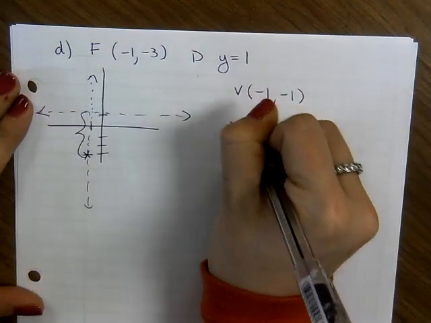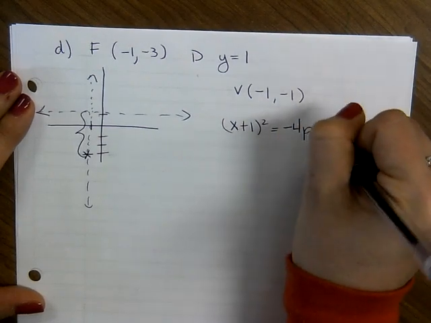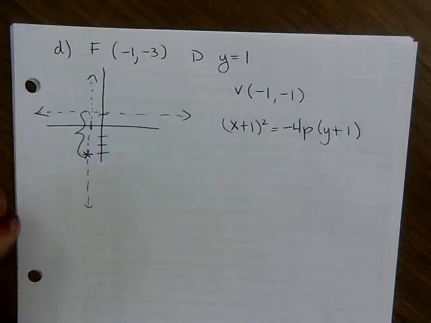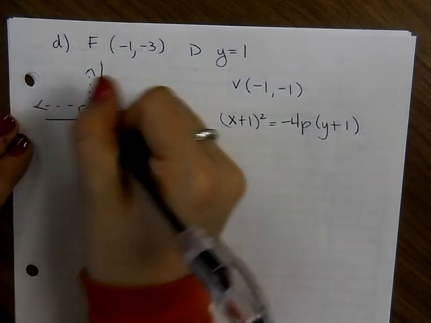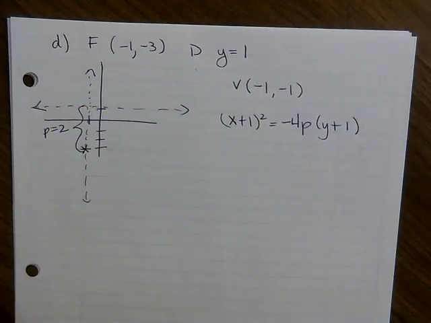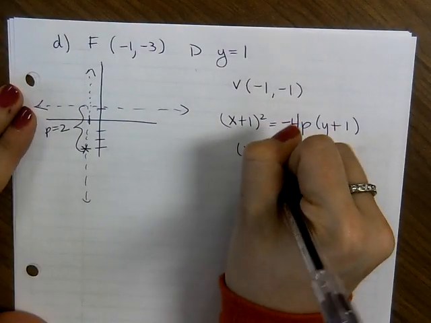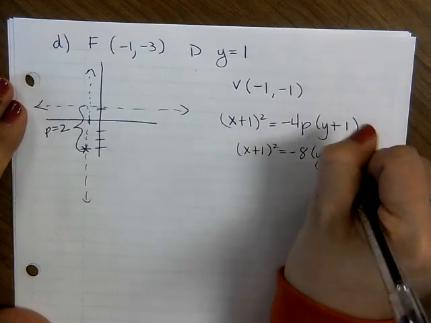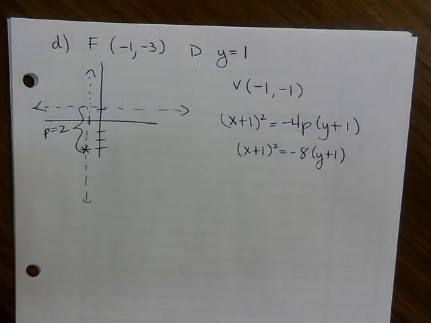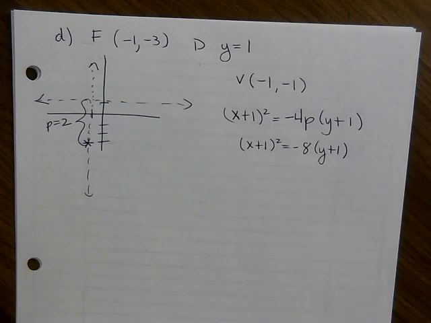So I know it's x plus 1 squared equals a negative 4p times y plus 1. What is p? 2. Because it has to be half of that distance. Plug it in. This one would be considered an easy one. Notice my sketch doesn't even have a parabola on it. I really don't care about that. I'm just trying to visualize what pieces of information I have.